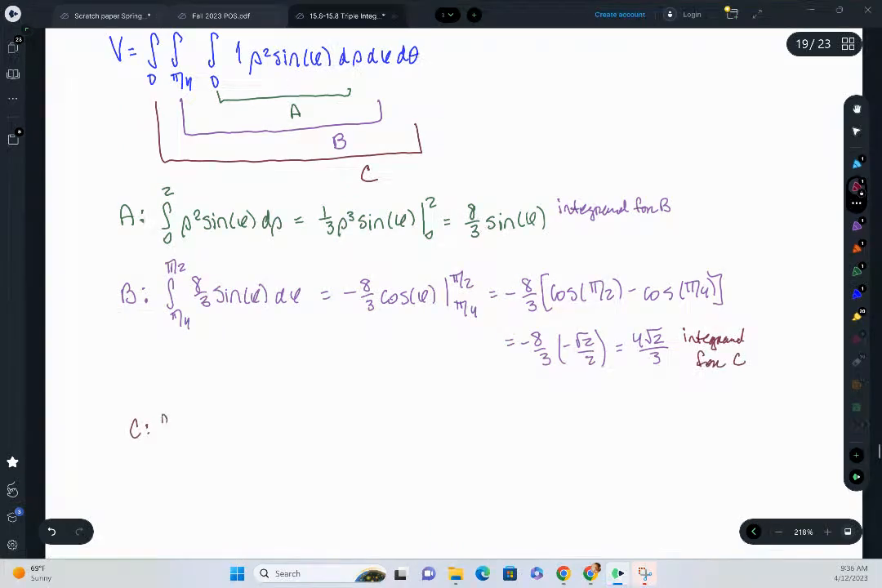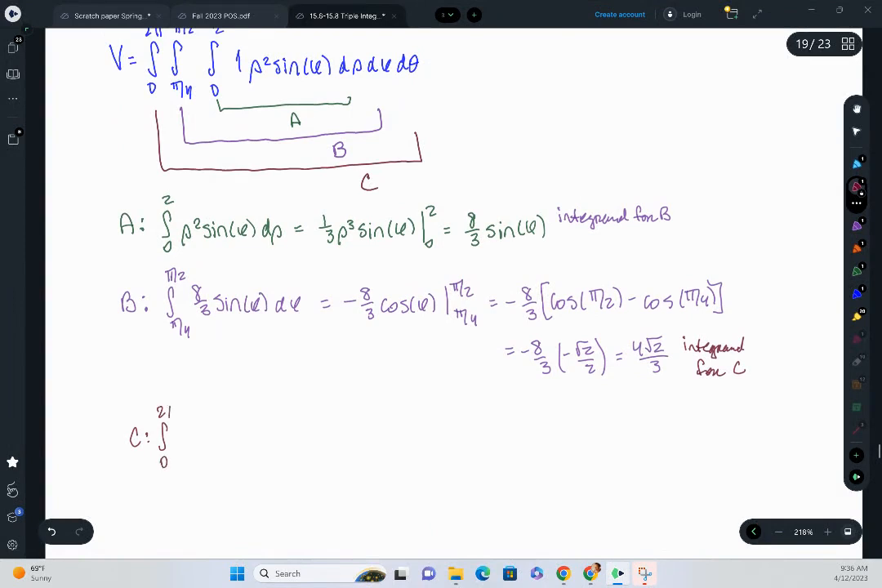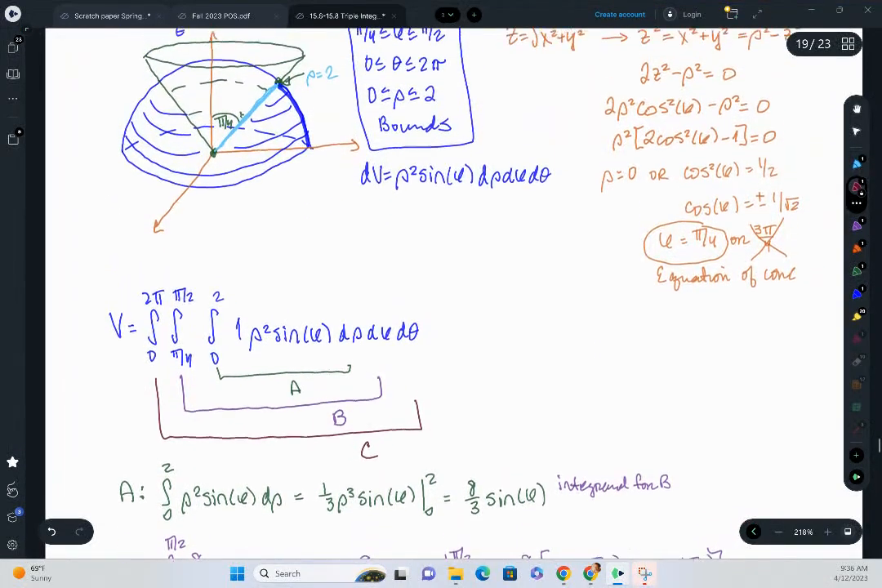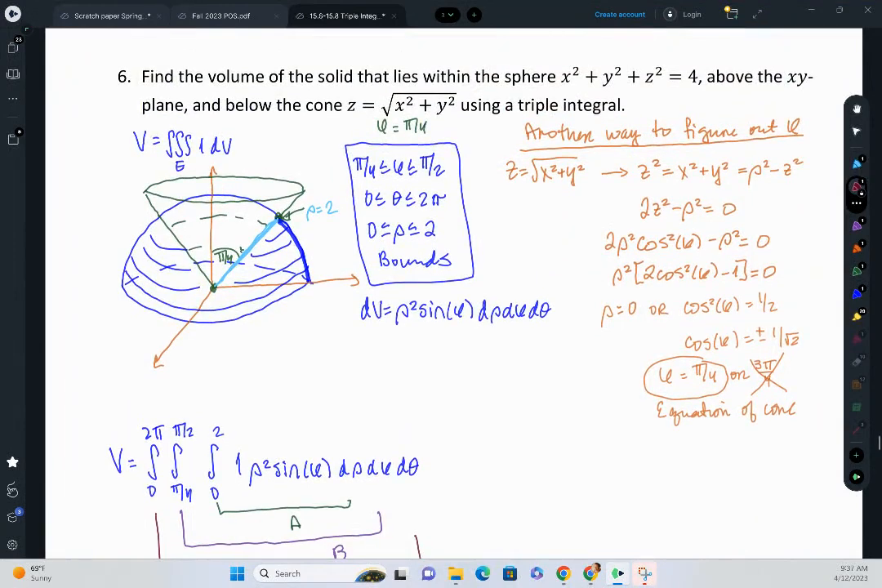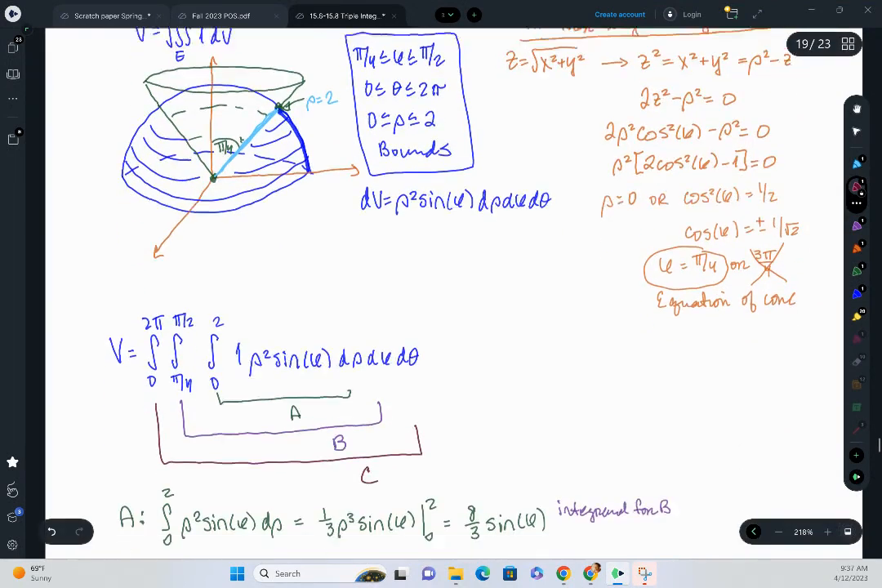And then finally for c, we have the integral from 0 to 2 pi of 4 square root 2 over 3 times d theta. That just gives us 4 square root 2 over 3 theta, evaluated from 0 to 2 pi. This is going to give me 8 root 2 pi over 3. And that is our final answer for the amount of volume that is contained inside of the hemisphere with radius 2, that is the region below the cone, the standard cone, and above the xy plane.